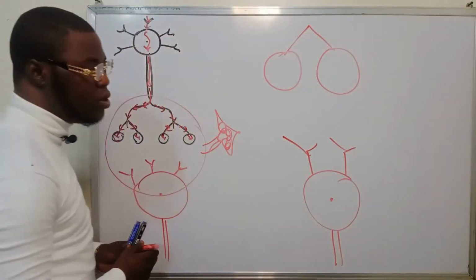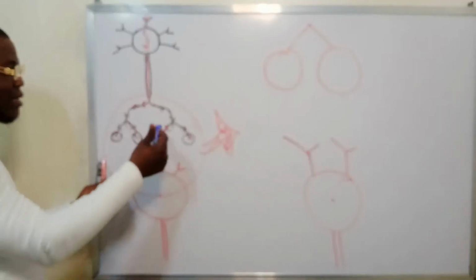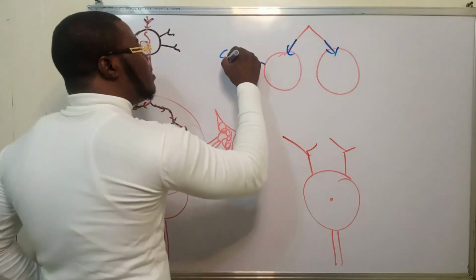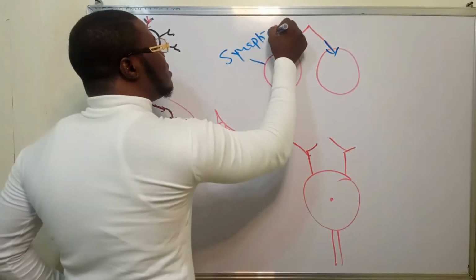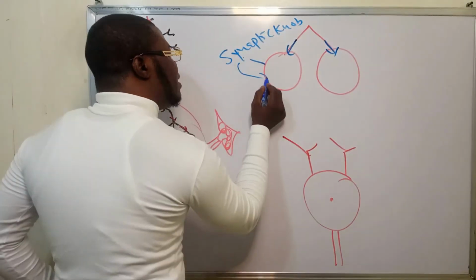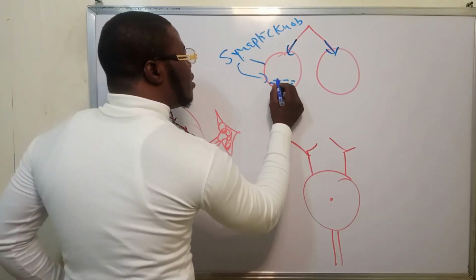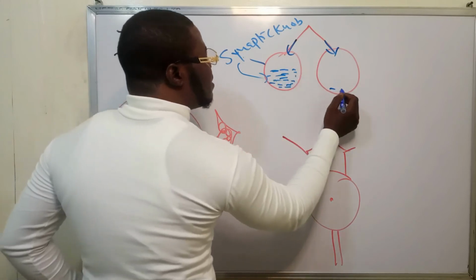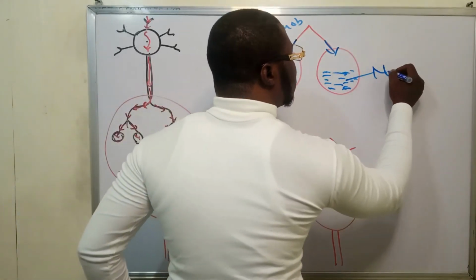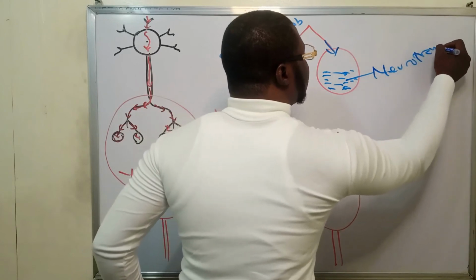So, it goes downward. So, the point is that as these impulses are entering into this structure called the synaptic knob, because they are found in the synapse, this synaptic knob contains some what? Some chemicals called neurotransmitters. Neuro what? Neurotransmitters.